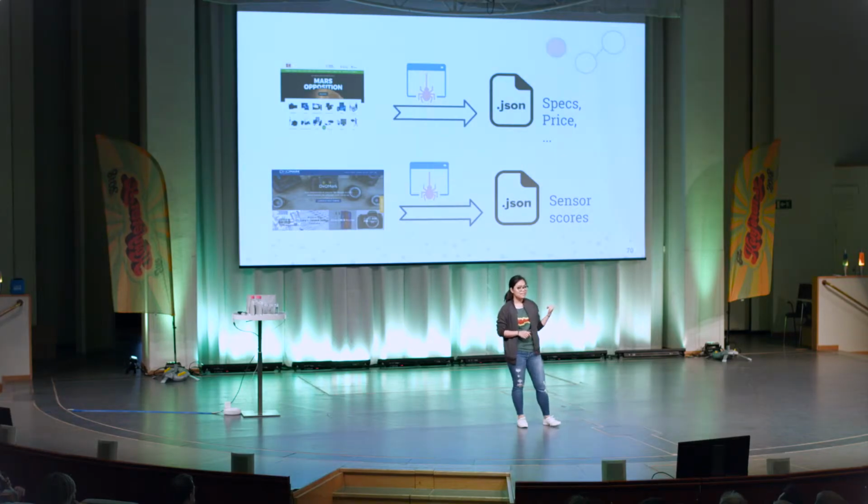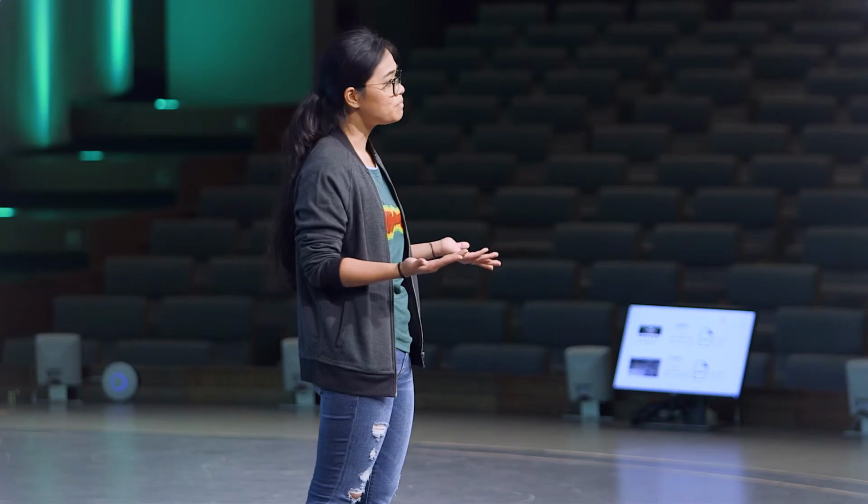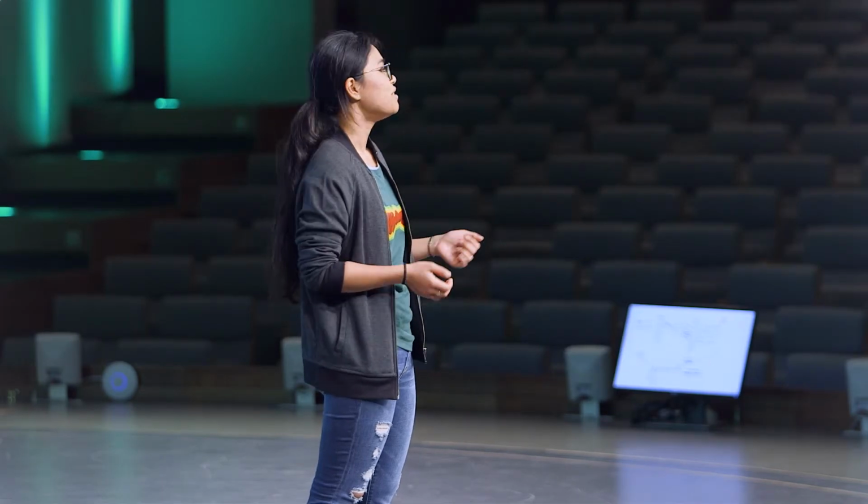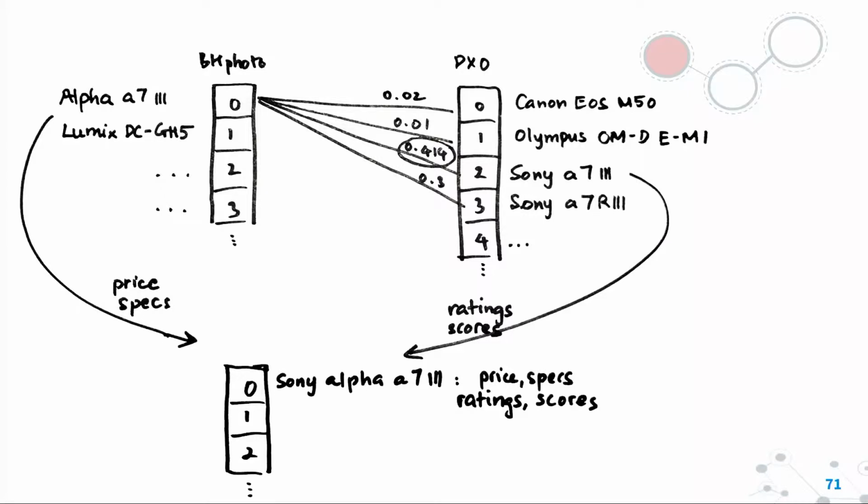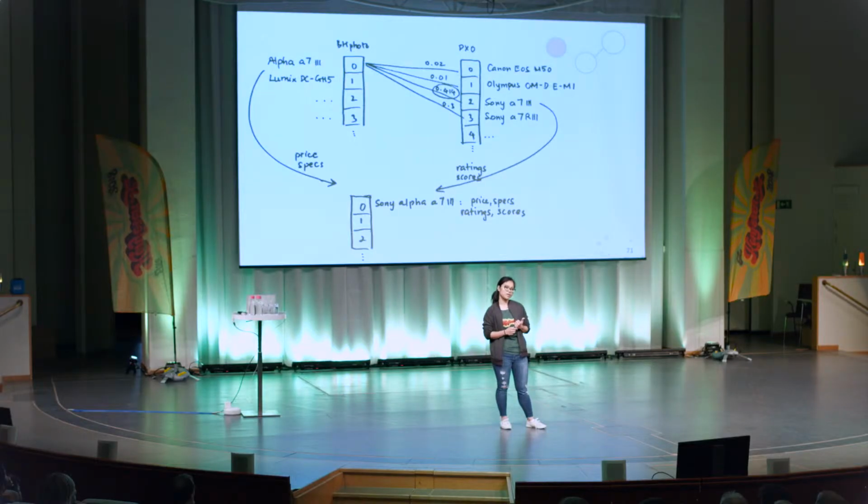Next problem, I needed data from not just one website, but 2 websites. So I ended up having 2 crawlers and 2 data sets. I needed to join these 2 data sets. But joining them is not straightforward because the websites use slightly different names for the same camera model. And FuzzySet came to my rescue. I used FuzzySet to calculate the cosine similarity score between the names, and then I could combine the data points with the highest similarity score.